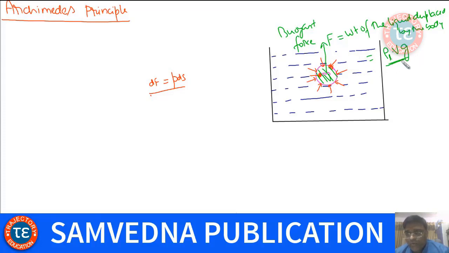So this is the buoyant force which will be acting on the body, and that will be acting in upward direction. So when a body is fully or partially immersed in a liquid, then a buoyant force acts on the body, and buoyant force is equal to the weight of the liquid displaced by the body, and it acts in vertically upward direction. This is the buoyant force which acts on the body, and we can prove this fact.